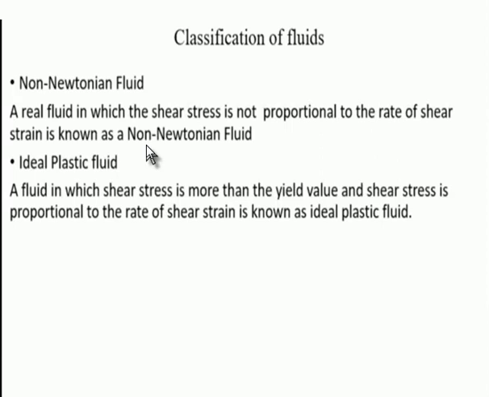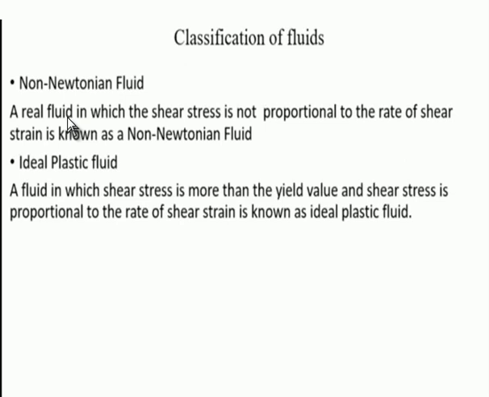How to define the Newtonian fluid? If it is the real type of fluid, and the shear stress is directly proportional to the shear strain, then it is called a Newtonian fluid. And a non-Newtonian fluid is also a real fluid in which the shear stress is not proportional to the rate of shear strain.